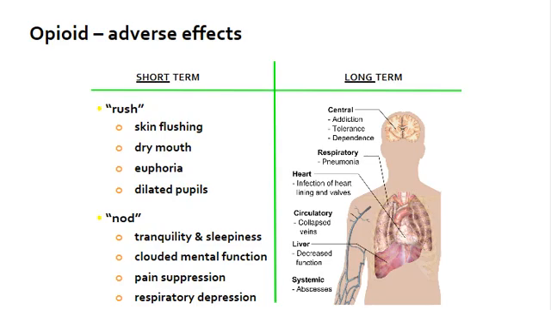Long-term effects are a little bit more damaging. Centrally, there's some brain rewiring that can lead to addiction, tolerance, or dependence, all of which we'll define in a few minutes. It does have effects on the heart. It can alter heart lining and valve physiology. There are some circulatory problems as well. Liver, of course, we've already mentioned. And of course, the big one, respiratory depression, leading to persistent pneumonia.